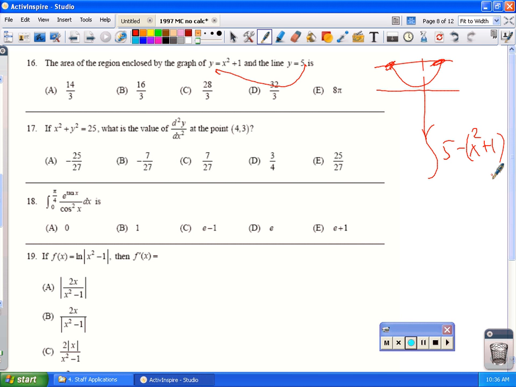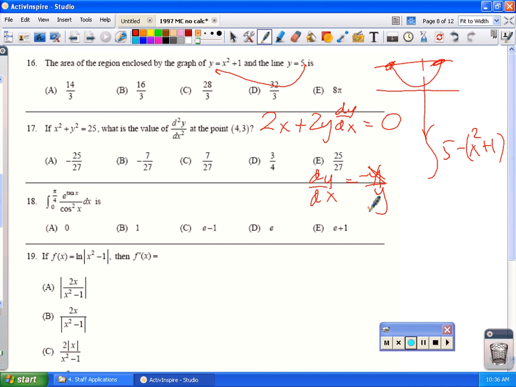Number 17. You might have had to look it up. And if you looked it up, you probably almost found the exact problem in your packet on implicit differentiation. Are you ready or not? What's the derivative of x squared? 2x. You're very smart. What's the derivative of y squared? 2y dy dx. What's the derivative of 25? 0. When you solve for dy dx, what do you get? Is it negative x over y? First derivative. Easy or hard?